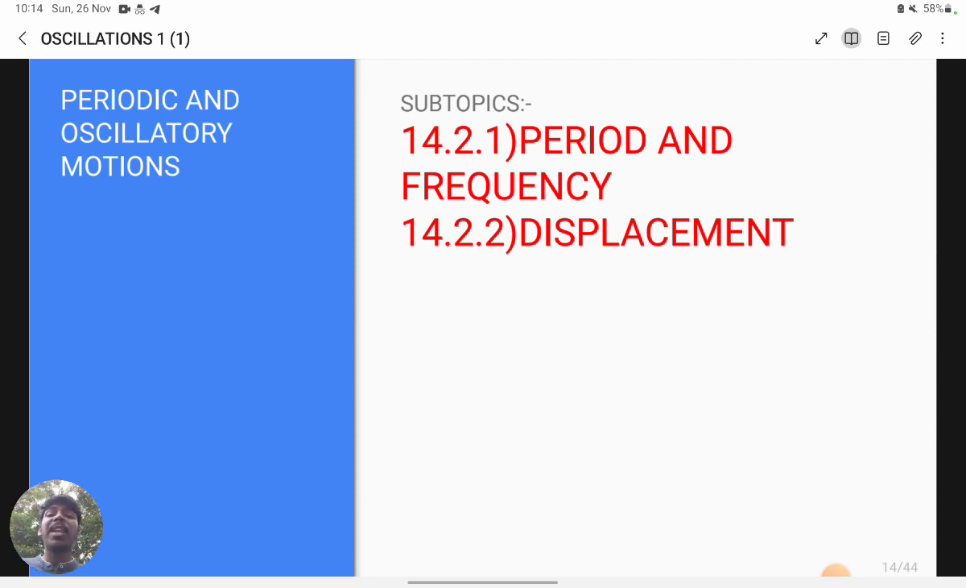Before going into period and frequency and displacement, I will explain the differences between periodic and oscillatory motion. To know the difference, you should know the examples of periodic motion as well as oscillatory motion. I have already given examples for periodic motion, such as planetary motion. The orbital motion of planets is an example of periodic motion, while the motion of a simple pendulum of a wall clock is an example of oscillatory motion.